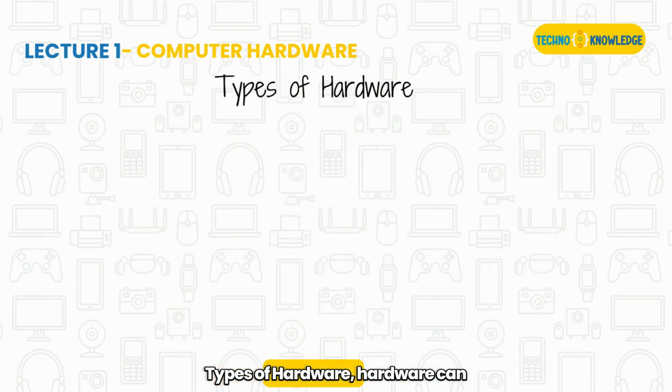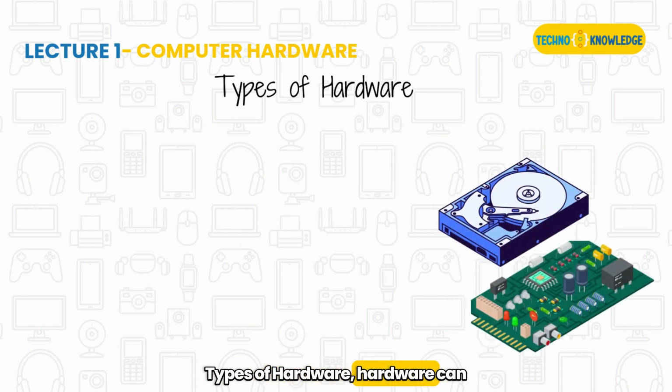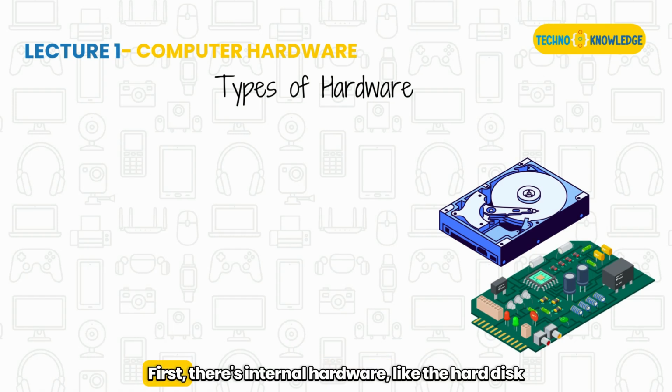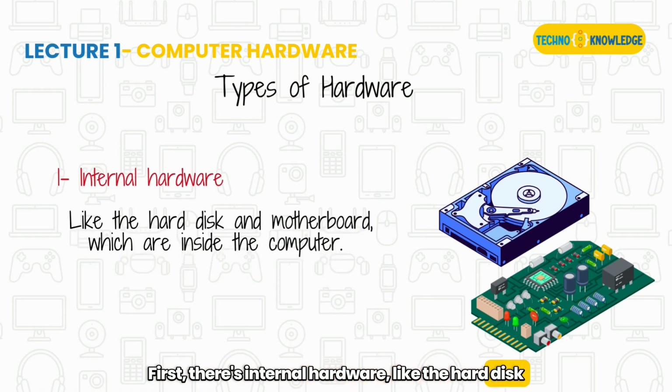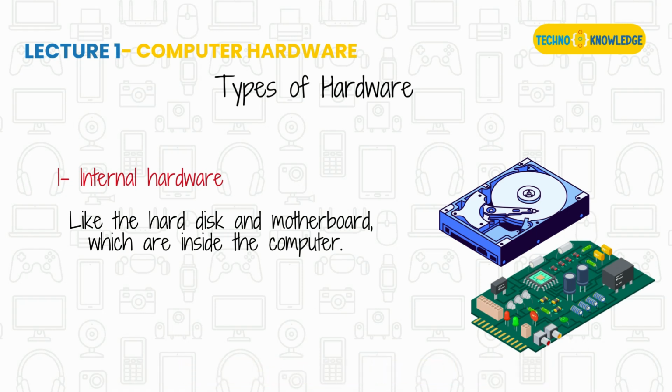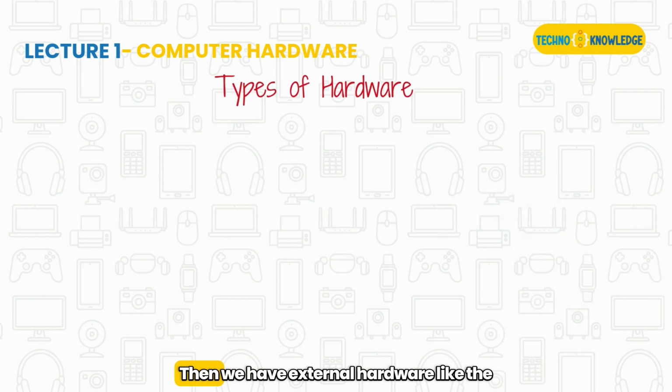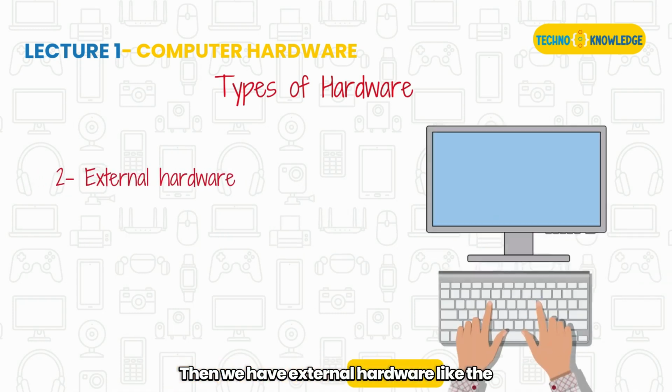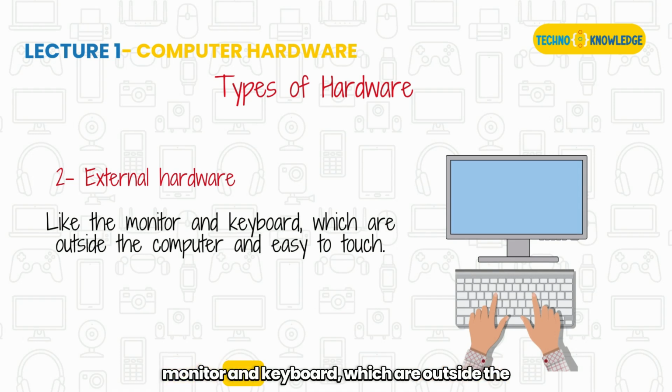Types of hardware. Hardware can be divided into two types. First, there's internal hardware, like the hard disk and the motherboard, which are inside the computer. Then, we have external hardware, like the monitor and keyboard, which are outside the computer and easy to touch.